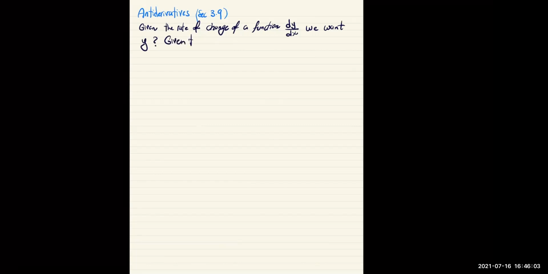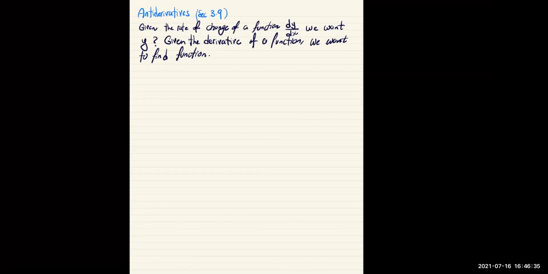Given the derivative of a function, we want to find the function. Does that make sense? You're going backwards, basically. You're doing the opposite. We're going to be doing the opposite of the derivative.